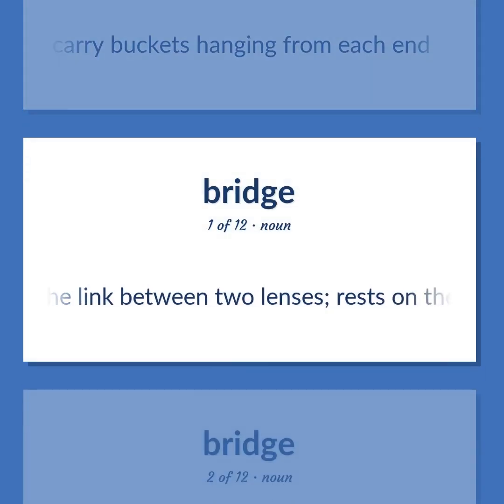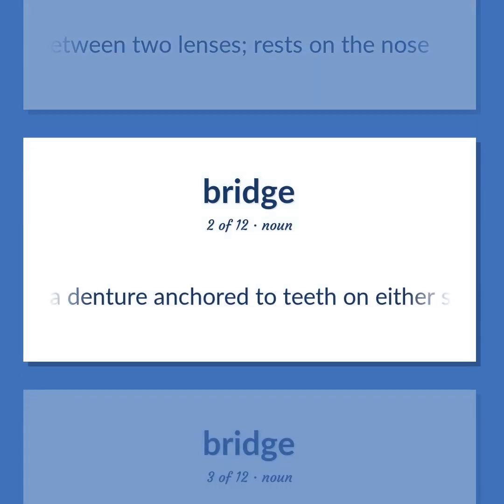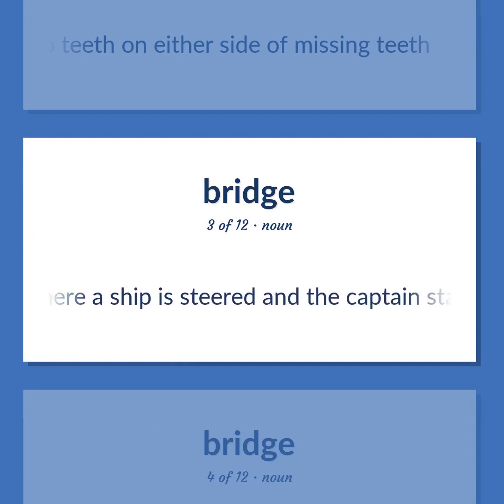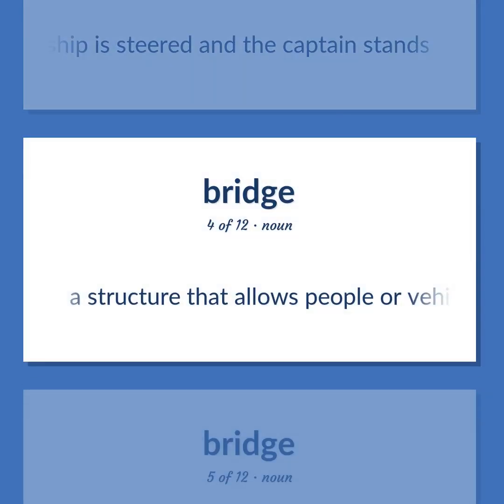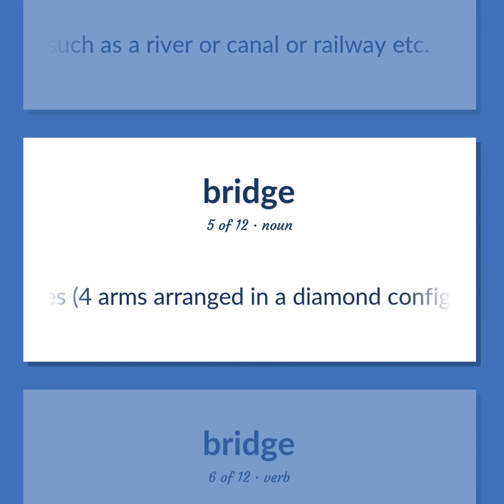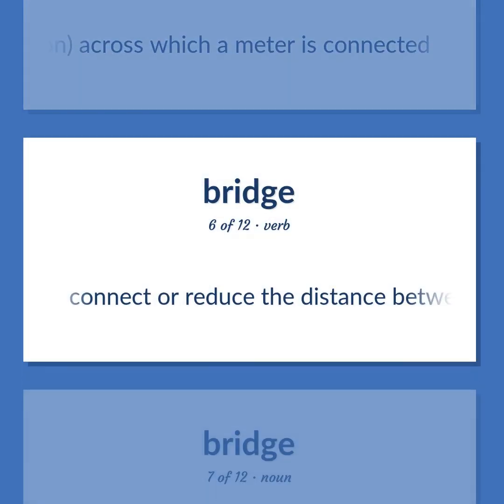The link between two lenses rests on the nose. A denture anchored to teeth on either side of missing teeth. An upper deck where a ship is steered and the captain stands. A structure that allows people or vehicles to cross an obstacle such as a river or canal or railway, etc. A circuit consisting of two branches, four arms arranged in a diamond configuration, across which a meter is connected. Connect or reduce the distance between.